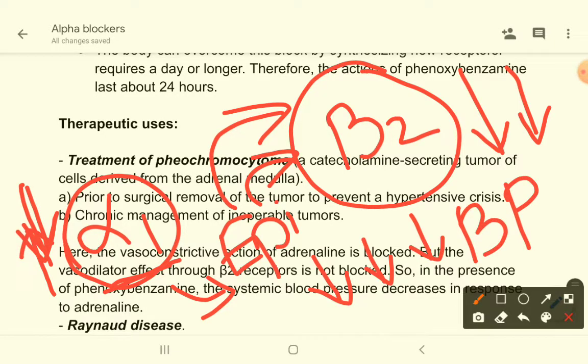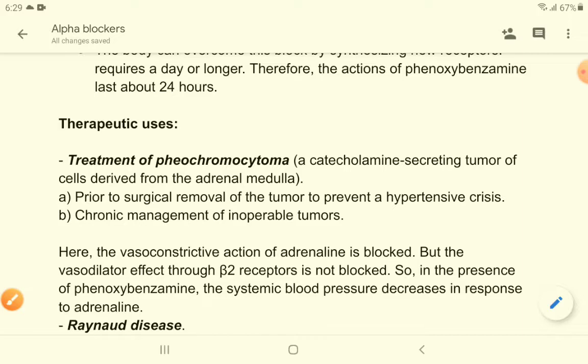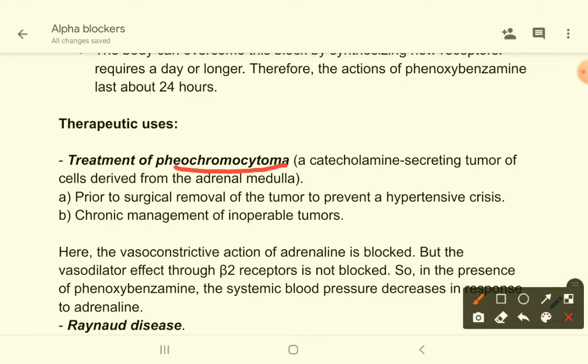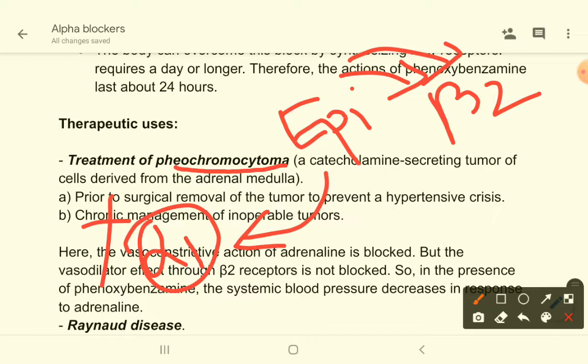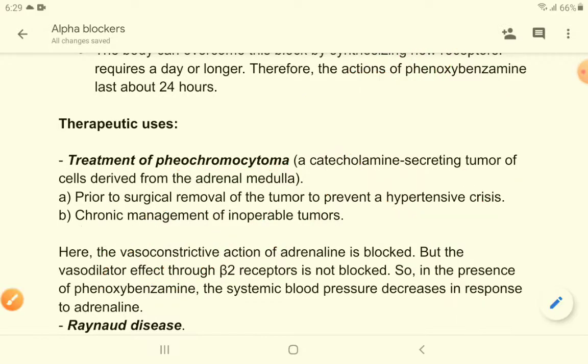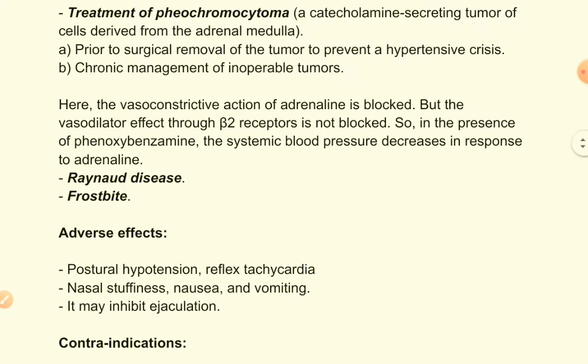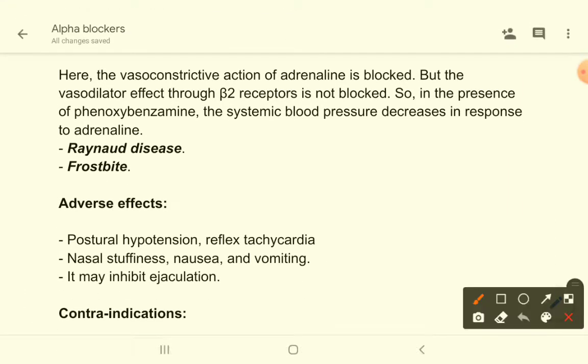For that reason, phenoxybenzamine is used in the treatment of pheochromocytoma, because there is excessive epinephrine produced. So epinephrine will not act on the alpha 1 receptors, but it will act on the beta 2 receptors very highly and very aggressively, so that will reduce blood pressure a lot. So phenoxybenzamine is very much a preferred drug in the treatment of pheochromocytoma, and it has some other indications as well, like Raynaud's disease, frostbite, etc.